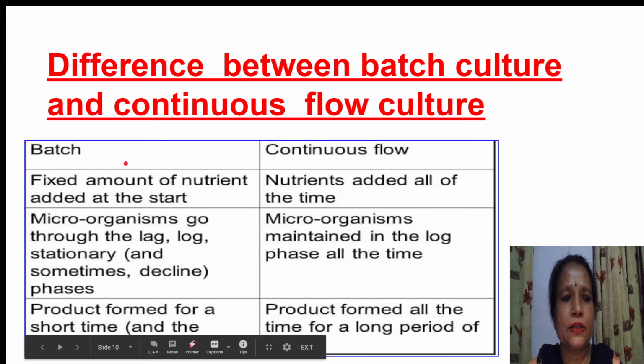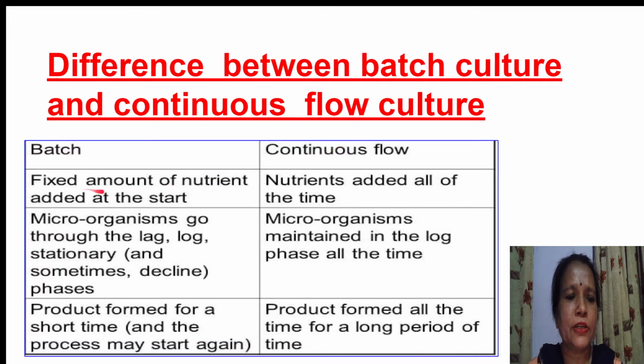Now let us see the difference between the batch culture and continuous culture. A fixed amount of nutrients is added at the start in the case of the batch culture. In the case of the continuous culture, nutrients are added all the time.